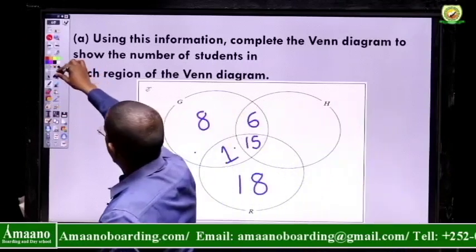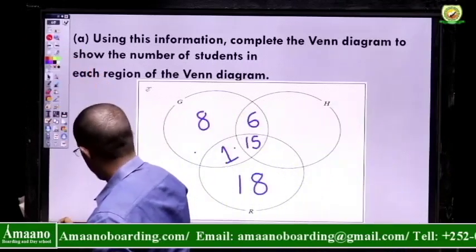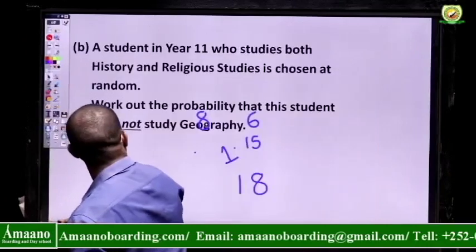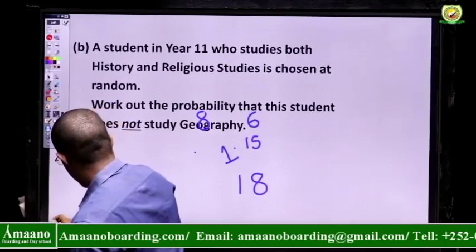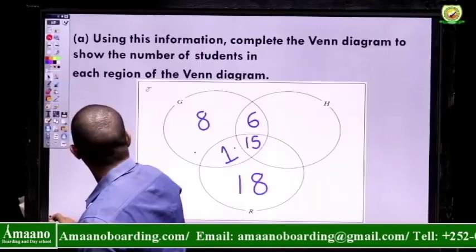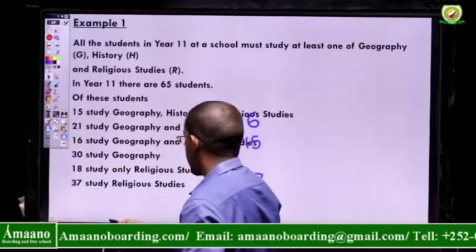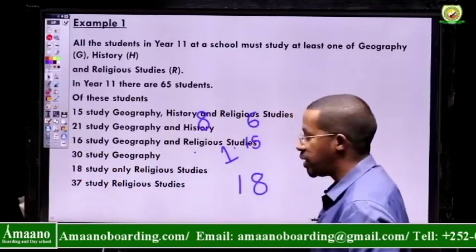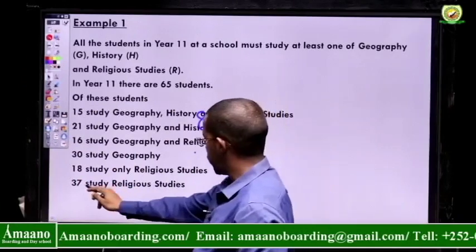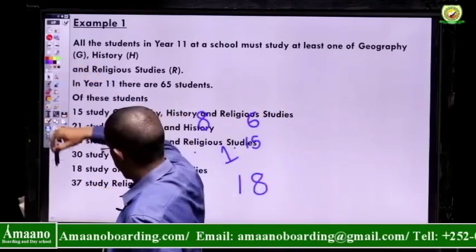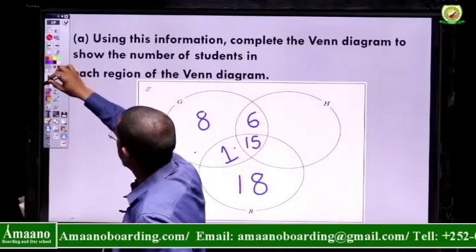And then lastly, oh sorry, yeah, 37 study religious studies. So this one, 37 for religious studies. We will see how to use it.